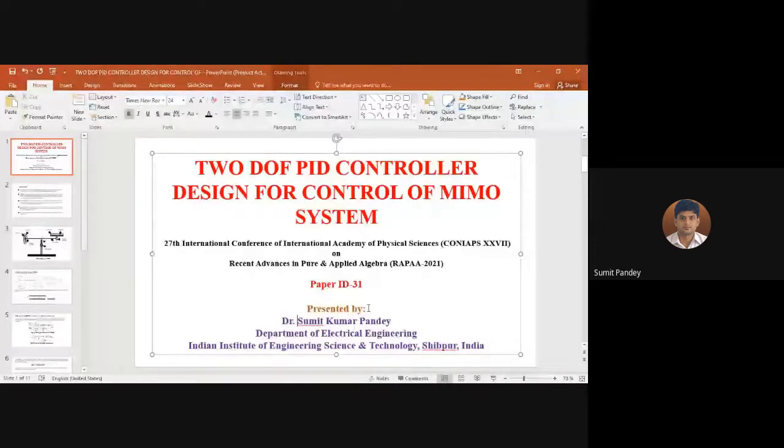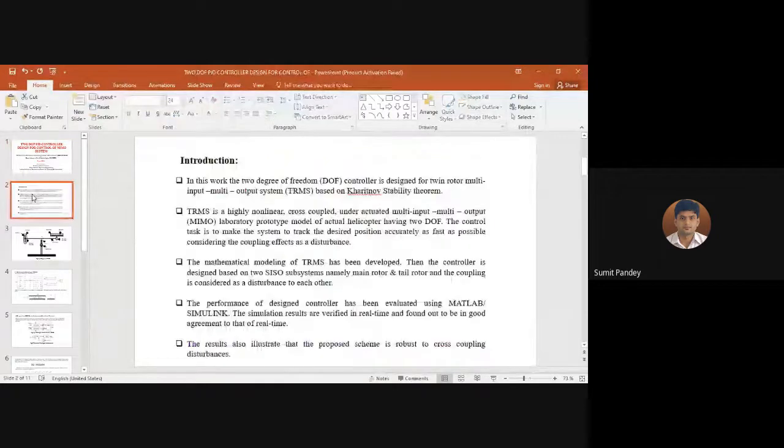Generally, a MIMO system is termed as a multi-input, multi-output system. When a system has more than one input or more than one output, it is the case of a multi-input, multi-output system. That can be further classified into square MIMO systems and non-square MIMO systems. In a square MIMO system, the number of inputs and outputs is always the same, whereas in a non-square MIMO system, the number of inputs and outputs is different. The control of a non-square MIMO system is again a tedious task as compared to the square MIMO system.